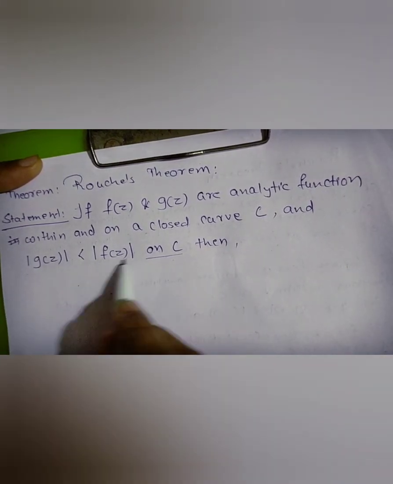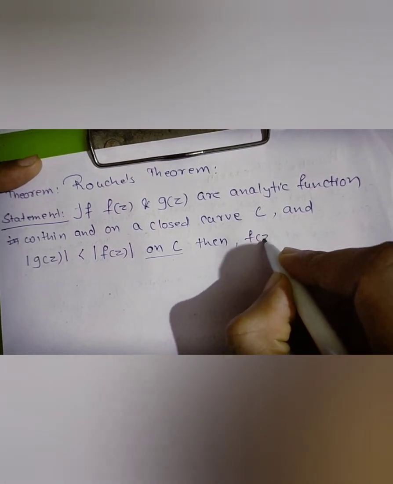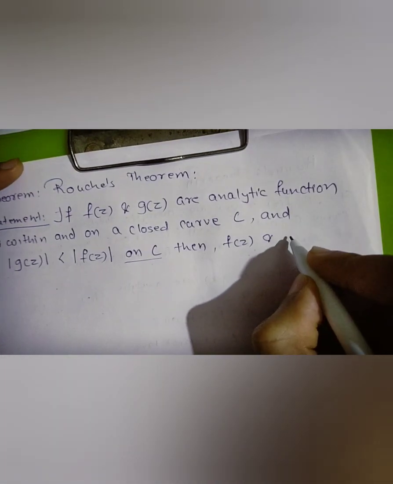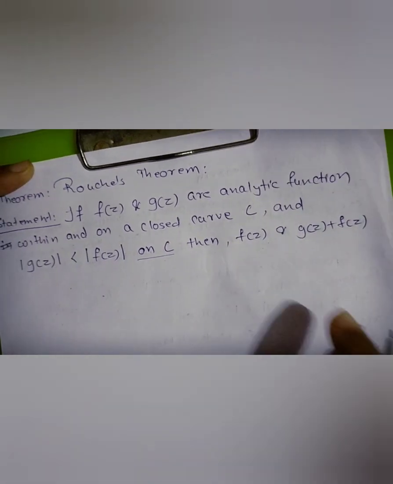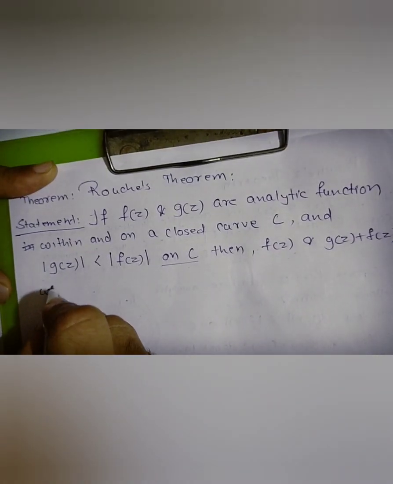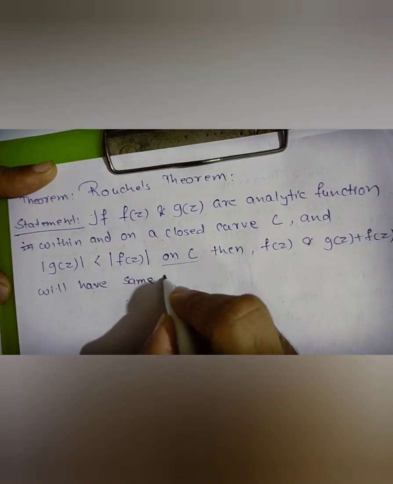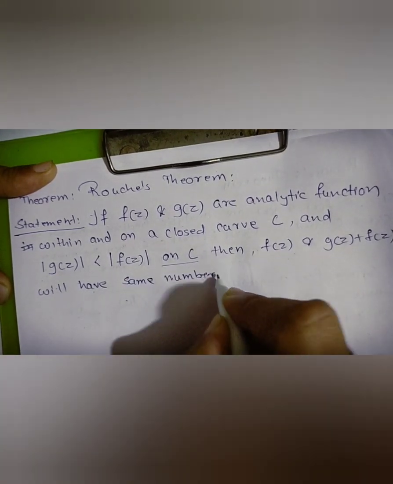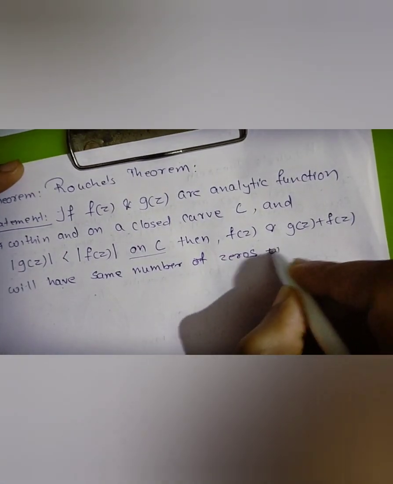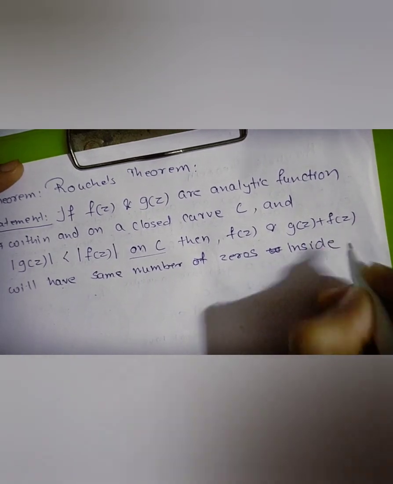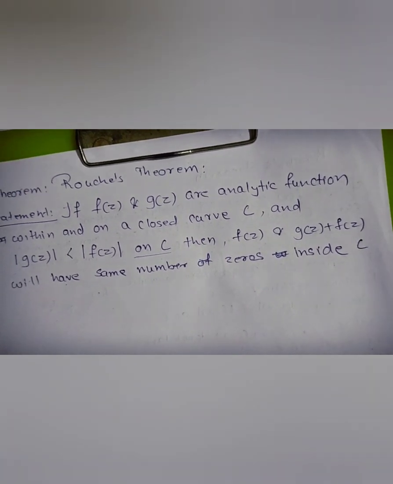the functions f(z) and g(z) plus f(z), so these two functions, both will have the same number of zeros inside or within C. So that's the simple statement of Rouche's theorem.